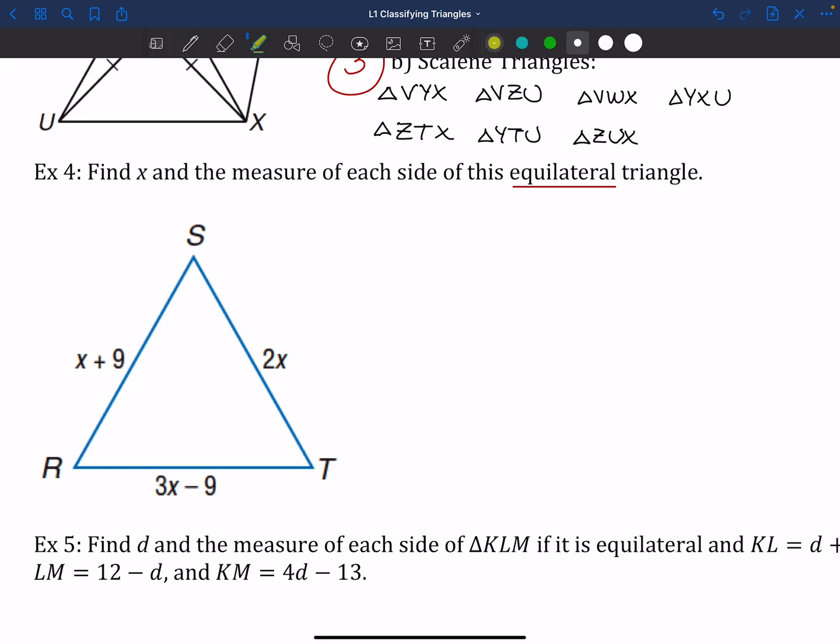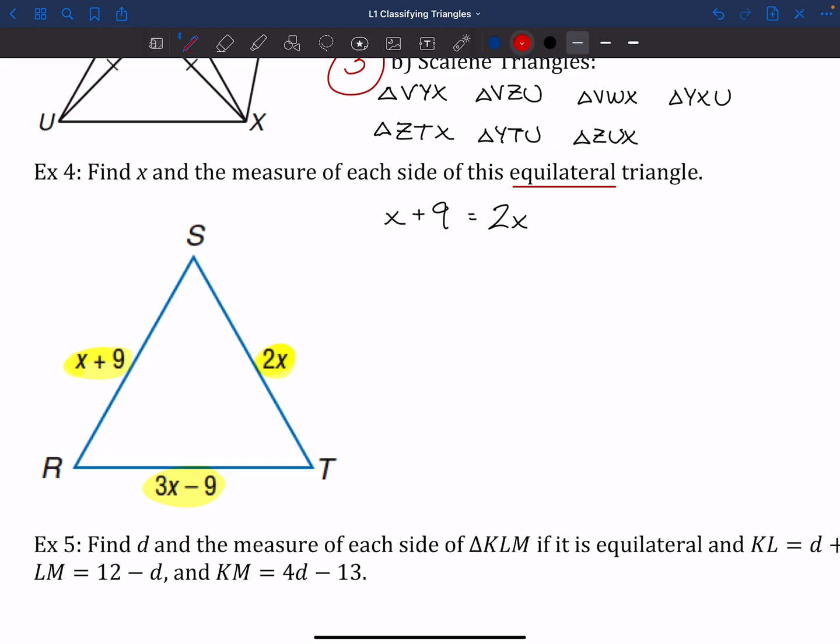So that means that everything I'm going to highlight here in yellow, x plus 9 is equal to 2x. It's also equal to 3x minus 9. All three of those things are equal to each other. So the way that I'm going to approach this problem is because they are equal to each other, I'm going to set them equal to each other. I'm going to say x plus 9 is equal to 2x. That's going to set me up with an equation that's not too bad to solve.